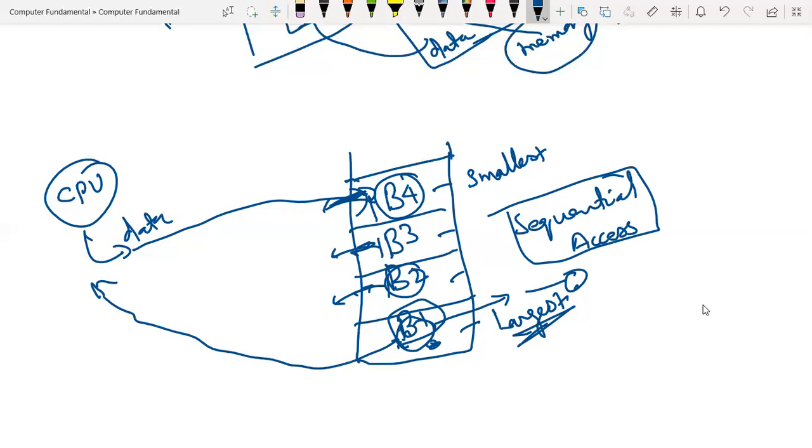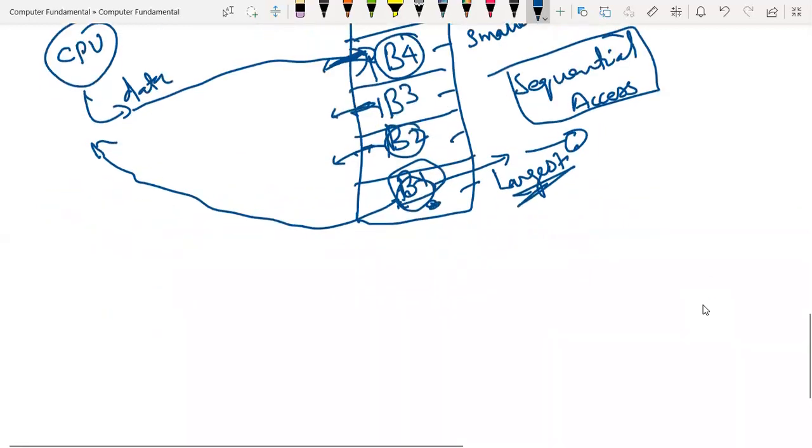Okay, Oh, yes, sir. am I clear? Yes, sir. Yes, sir. So that is the sequential access.